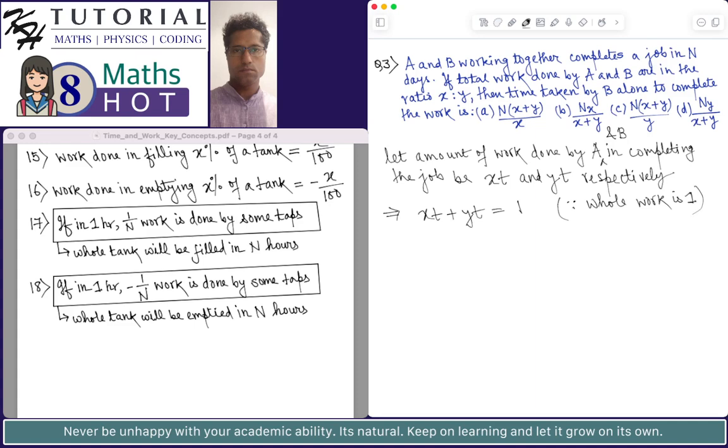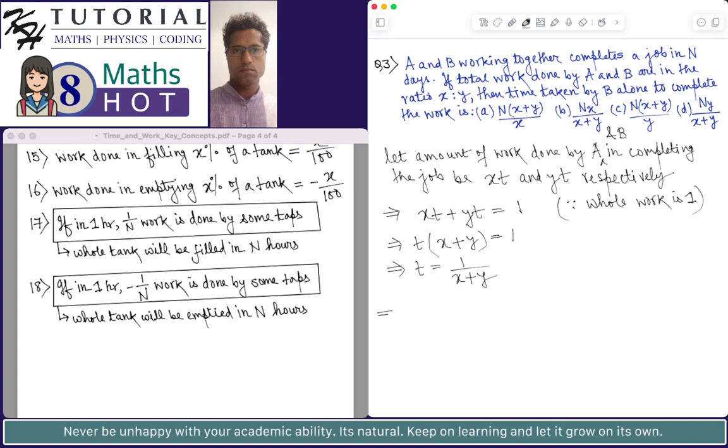So the amount of work done by A plus the amount of work done by B should always be equal to 1, because they both have completed the job. That is, both of them have done the whole work. So this implies t into (x plus y) is equal to 1. This implies t is equal to 1 by (x plus y). So we know what t is.